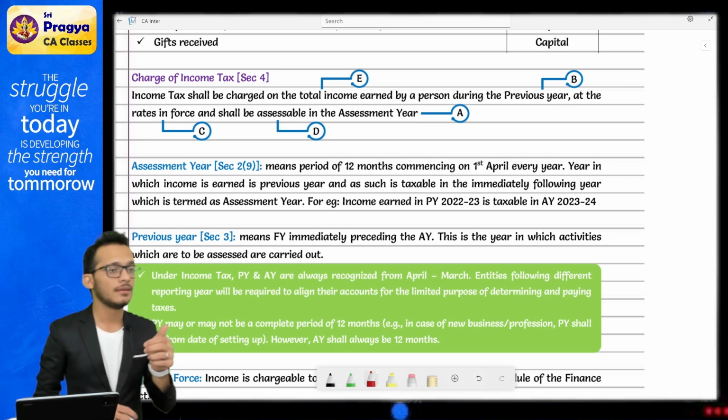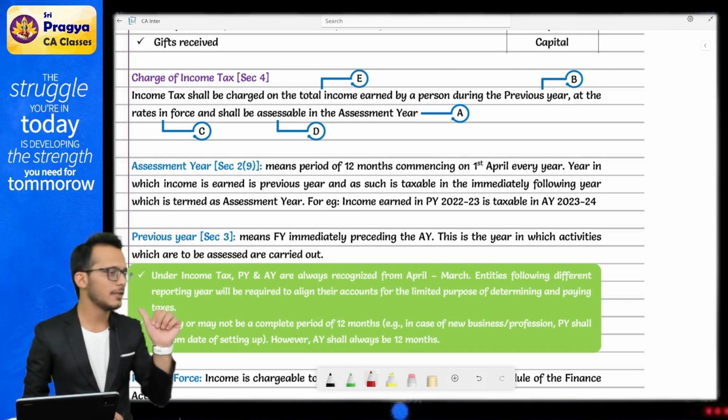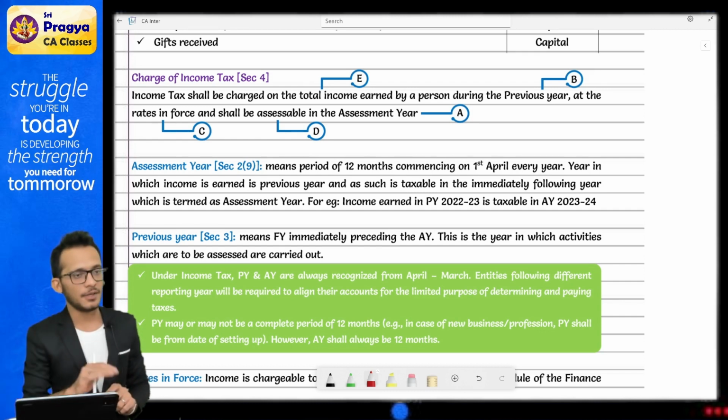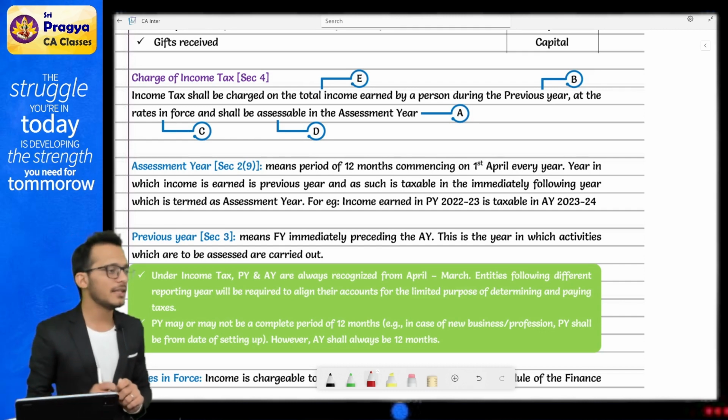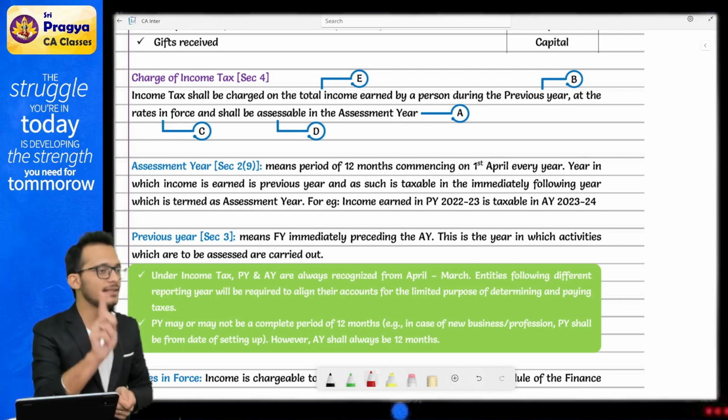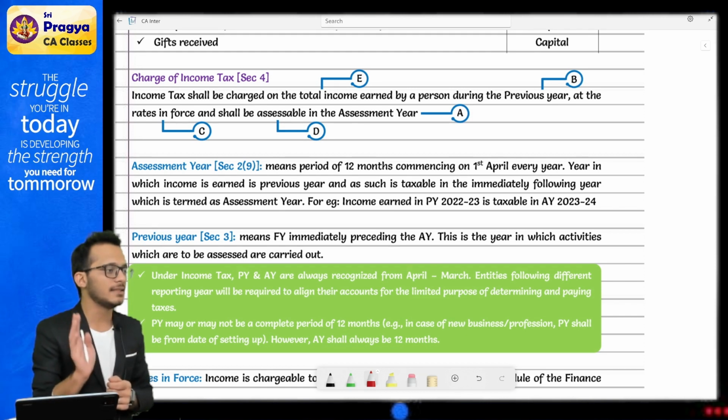Gift is capital. Compensation given for late acquisition of an asset, capital. Yes or no? Termination of employment, capital. Termination of agency, sole agency, capital. Termination of one agency in many agencies, revenue.